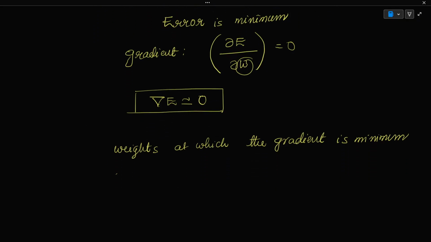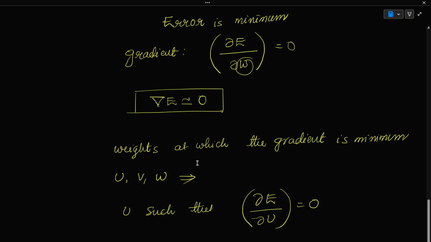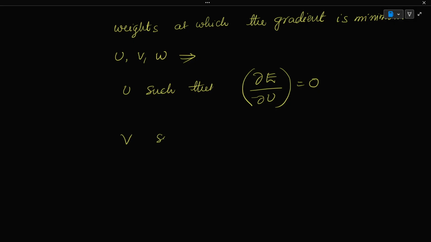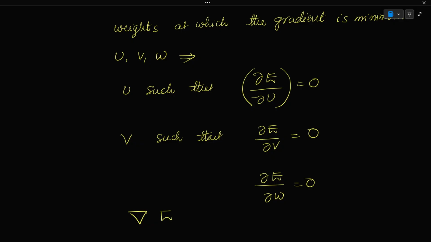So I want to find U, V, W such that ∂E/∂U is zero or minimum. Similarly, I want to find V such that ∂E/∂V is minimum. Similarly, ∂E/∂W is minimum. So we want our gradient, the change in error with respect to the change in weight, to be as minimum as possible. This is our task.